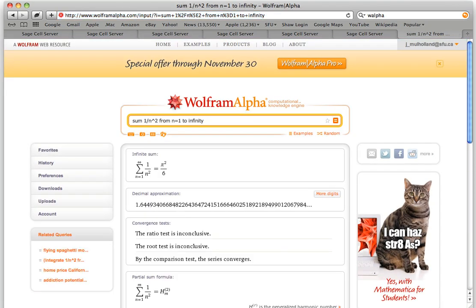And we see that the result is pi squared by 6. So the sum from 1 to infinity of 1 over n squared is pi squared by 6.